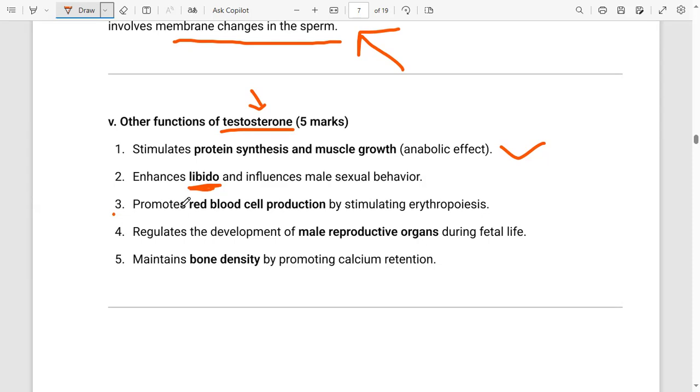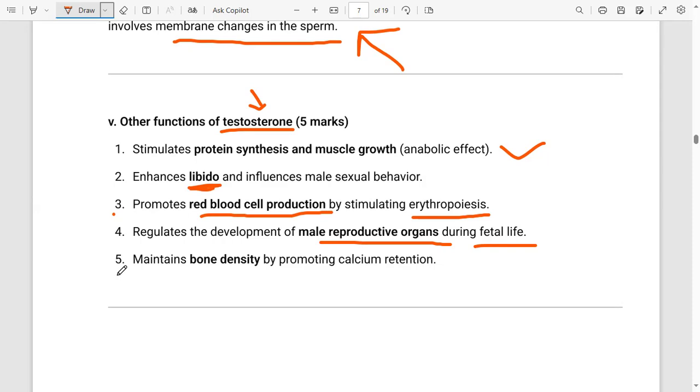And then the third function of testosterone is to promote red blood cell production by stimulating erythropoiesis, which is just the production of red blood cells. Then another one is to regulate the development of male reproductive organs during fetal life. When the child is small, like a baby, the testosterone will help in the development of the male reproductive organs, such as the testes and the penis.